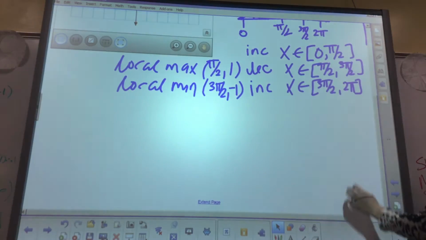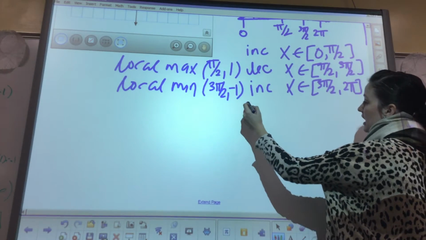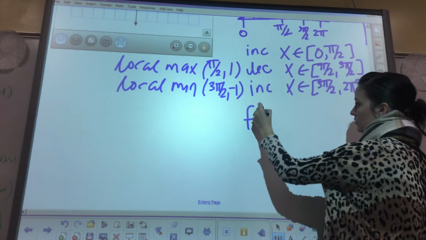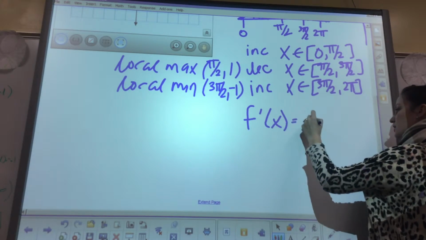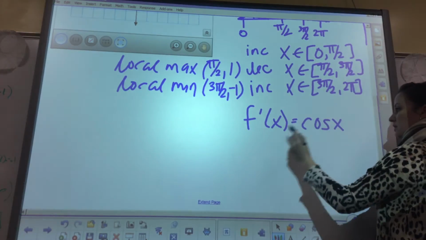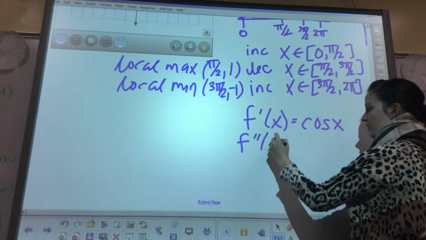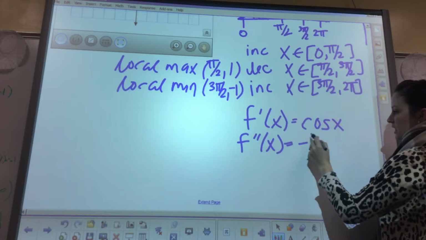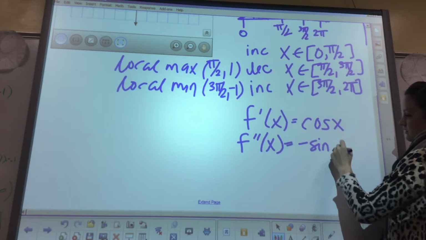Alright, so this is everything pre-concavity rule. So this is just defining local mins and maxes and intervals of increasing and decreasing. So now for the concavity rule, we need to take the second derivative. Just to remind us, our first derivative was cosine x. Our second derivative will then be negative sine x.